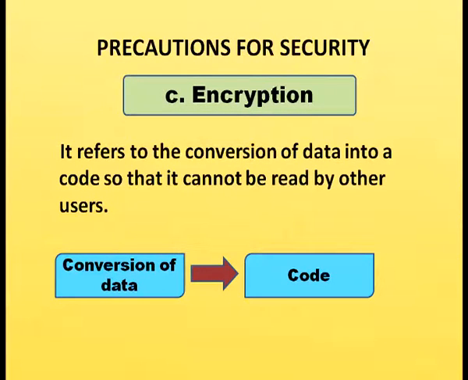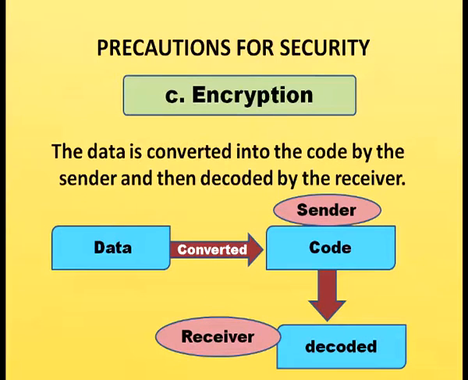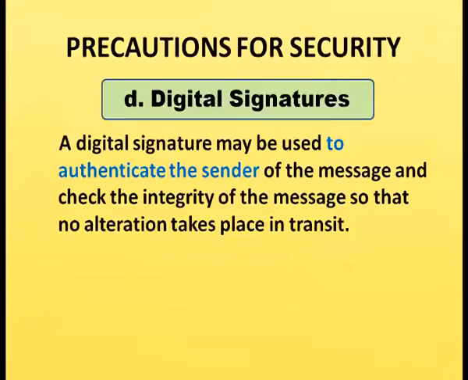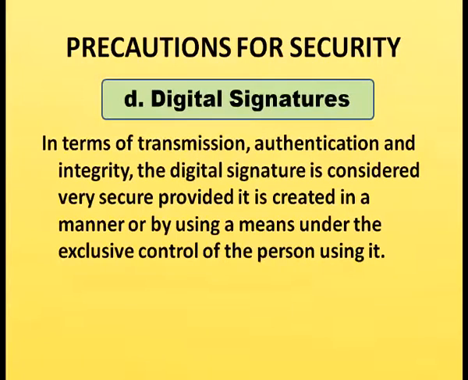Another precaution is encryption, that is, conversion of data into a code so that it cannot be read by other users. Data is converted into code by the sender and then decoded by the receiver. Digital signatures as a precaution for security. That is, a digital signature may be used to authenticate the sender of the message and check the integrity of the message so that no alteration takes place in transit. In terms of transmission, authentication and integrity, the digital signature is considered very secure, provided it is created in a manner under the exclusive control of the person using it.